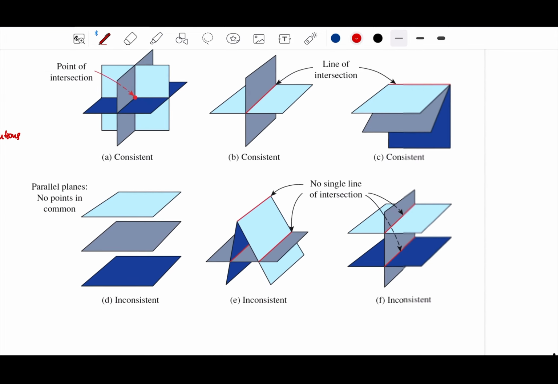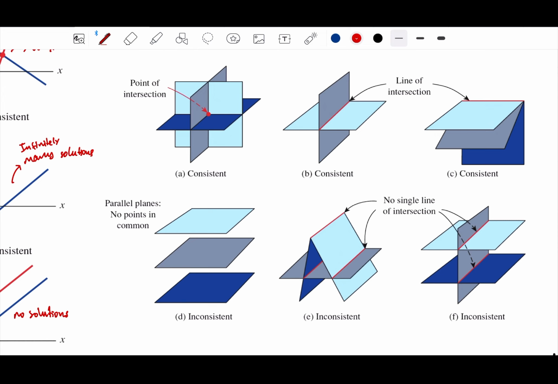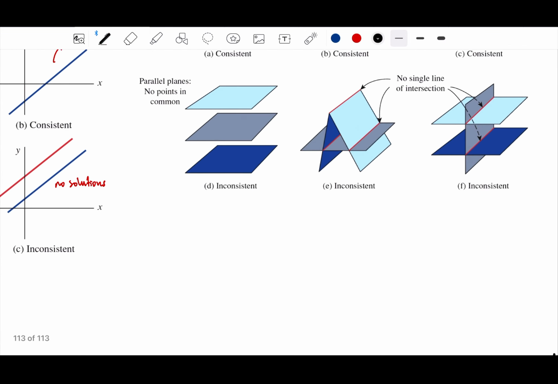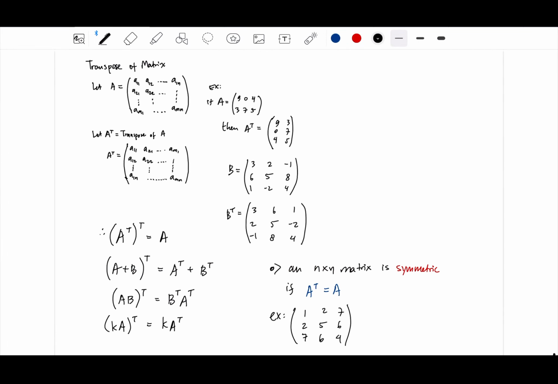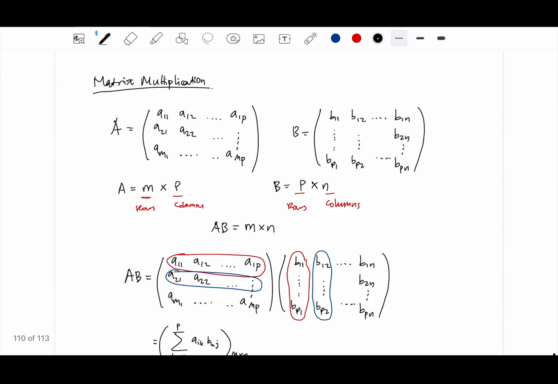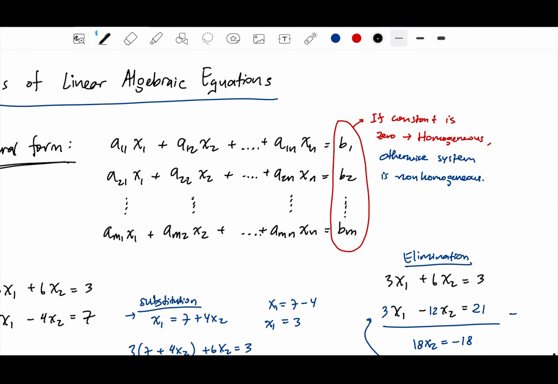For the three variables, as we see within this picture, to solve them I believe you may be familiar with some methods. The same methods we did in two dimensions, like elimination and substitution, can all be used. But what I want to emphasize in this lecture is what we call the augmented matrix. The other methods are very basic, so I'm skipping them and going directly to the augmented matrix. Let me copy the form from the first page.